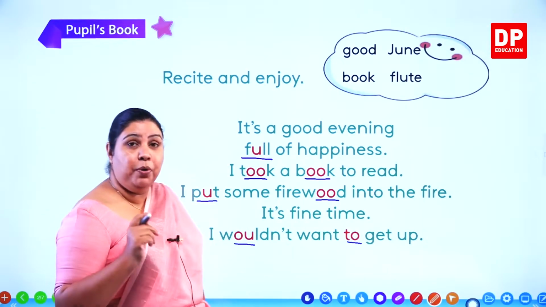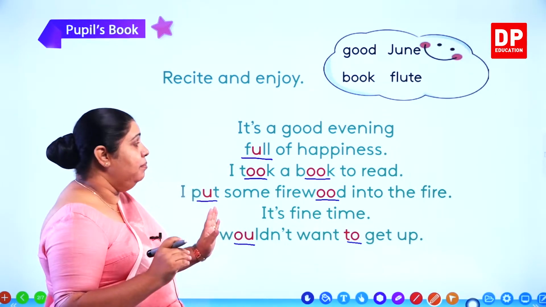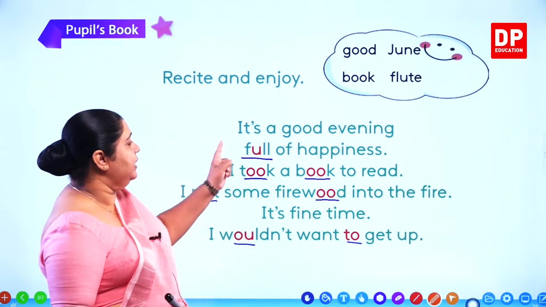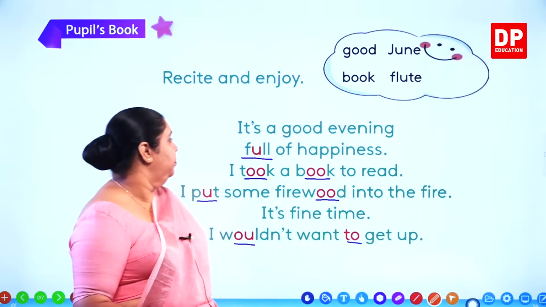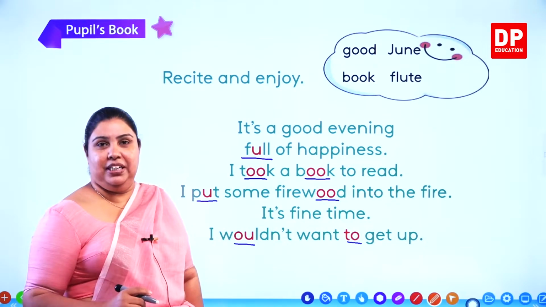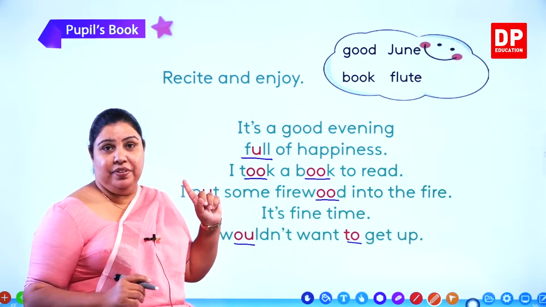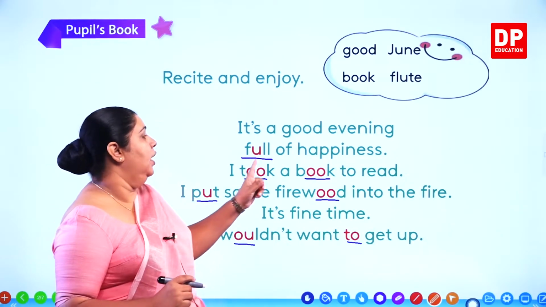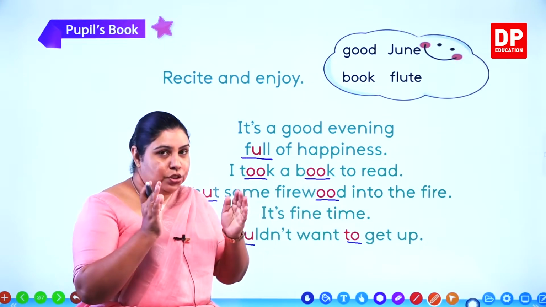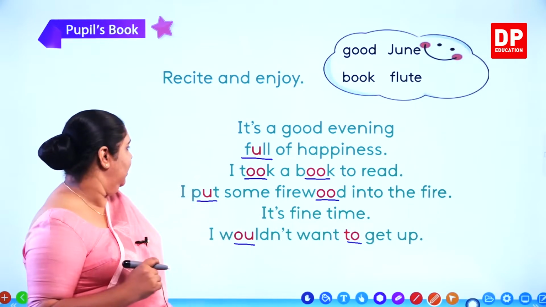We are going to read the poem once again. This poem is all about the short U sound. It's a good evening full of happiness. Full of happiness. Full is the word over here. I took a book to read. Took and book, they have the short U sound.